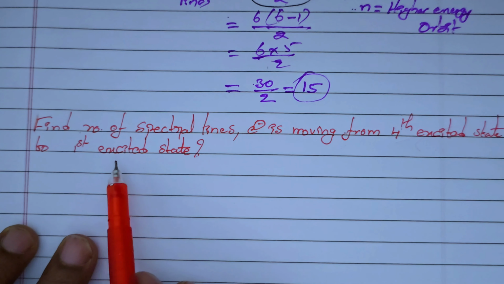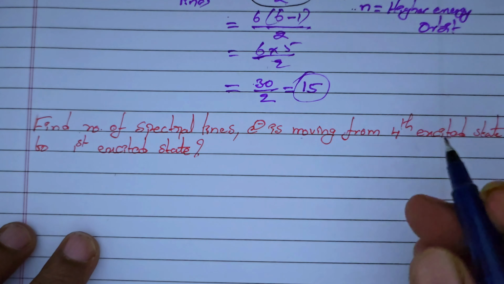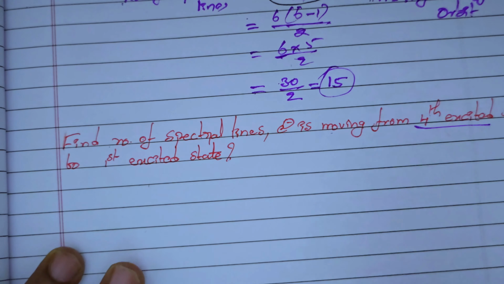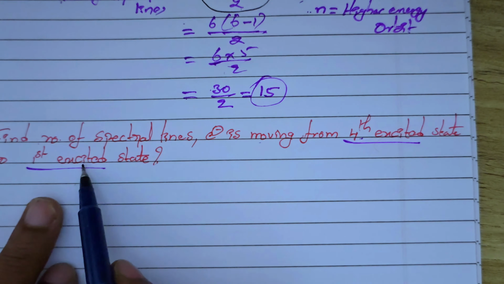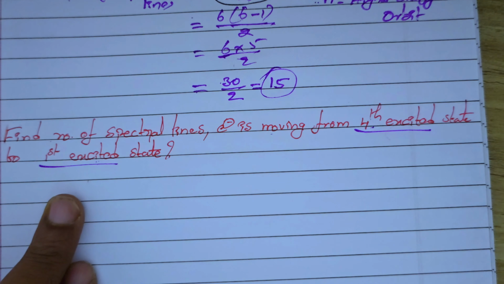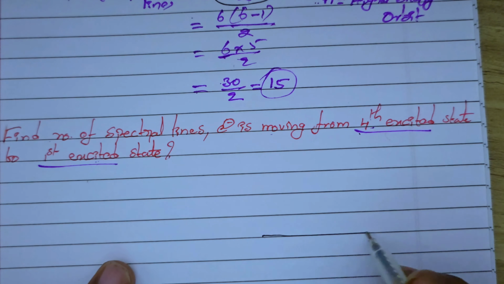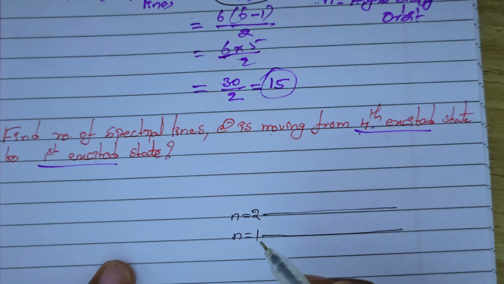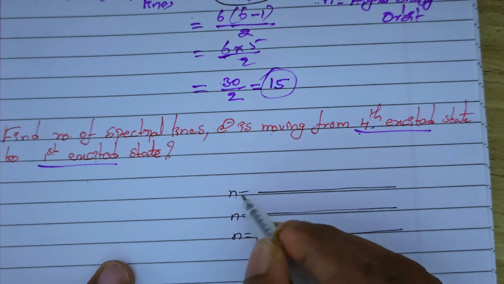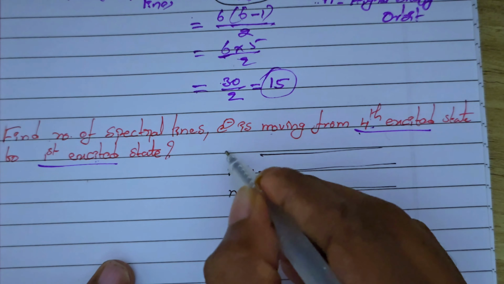Here students, one more question. Find the number of spectral lines when the electron is moving from the fourth excited state to the first excited state. How to find out? First of all, what is the fourth excited state and what is the first excited state? You know that n is equal to 1 is the first orbit, n is equal to 2 is the second orbit, n is equal to 3 is the third orbit, n is equal to 4 is the fourth orbit, n is equal to 5 is the fifth orbit.